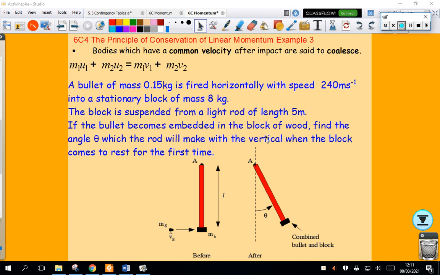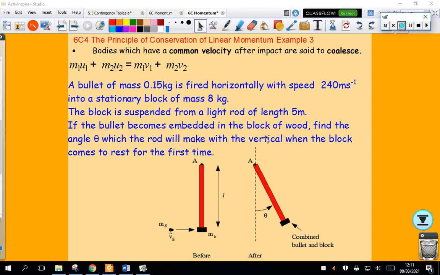So in this lesson I'm going to look at another example using the principle of conservation of linear momentum. Actually, also in this example we'll be using it together with the principle of conservation of energy. So bodies which have a common velocity after impact are said to coalesce. We're going to be talking about coalescing objects here.